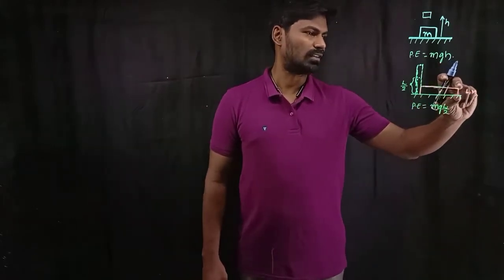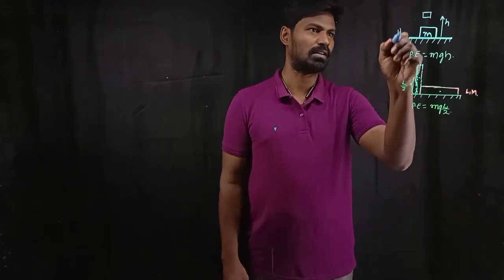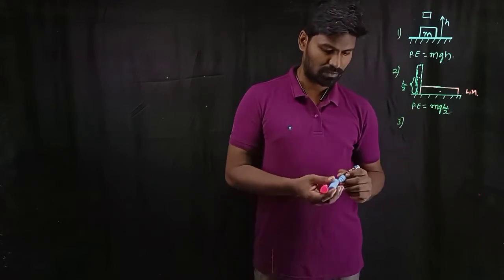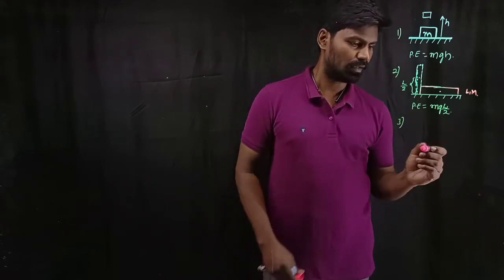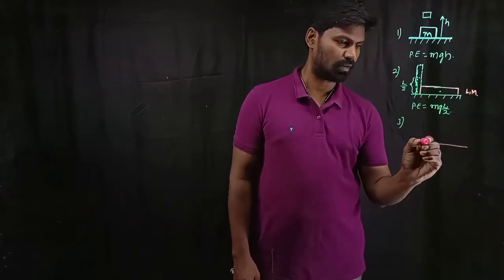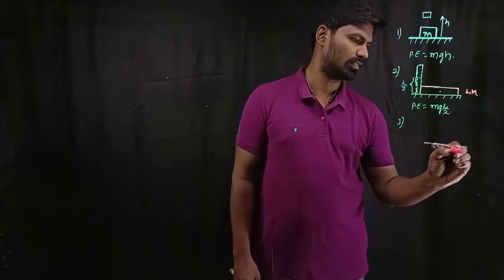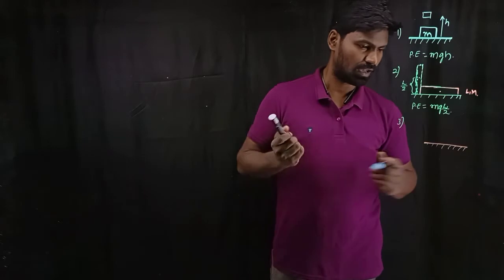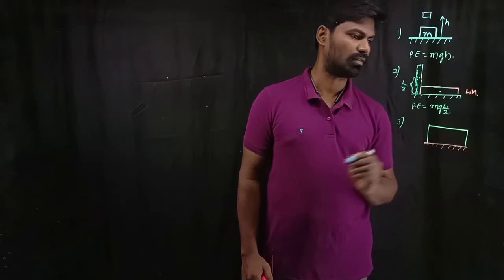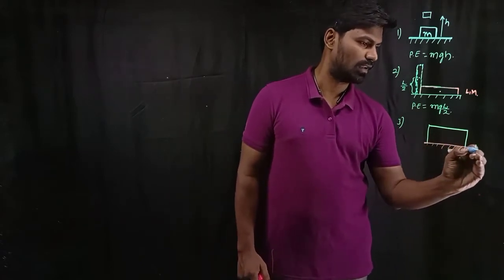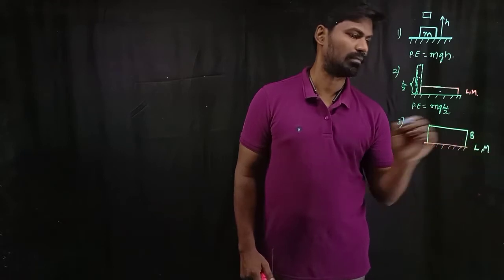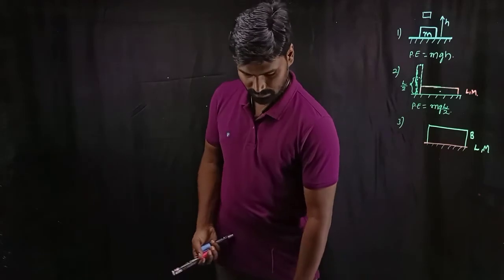What if I consider this horizontal dimension also? This is observation number 1 and this is observation number 2. In my third observation, instead of considering a rod, I am considering a block now. This is the horizontal surface on which I am considering a block instead of a rod. So you know the difference between the rod and block. Block means its length is L, breadth is B, and mass is M.